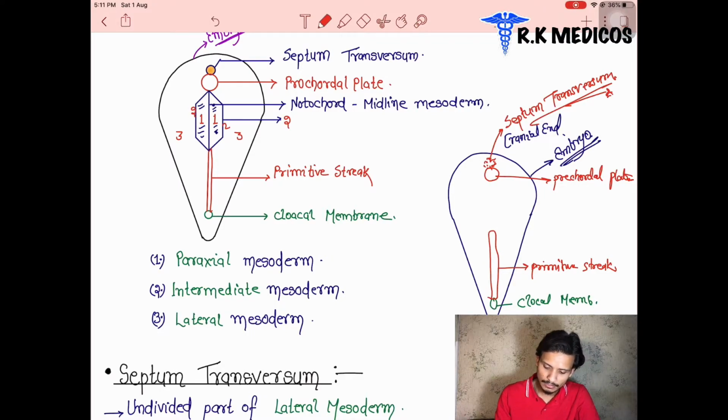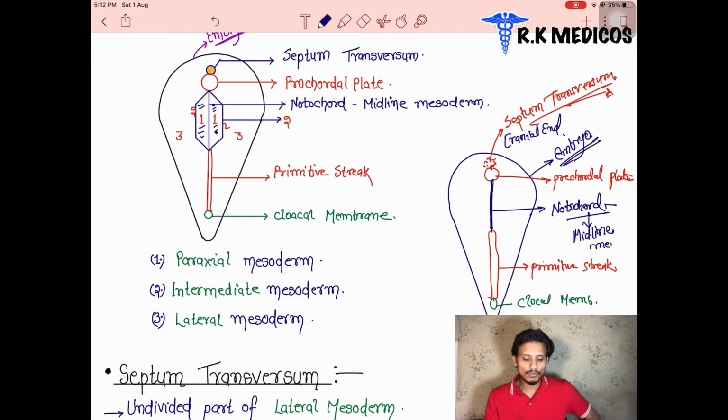What we discussed till now, this notochord is forming in the midline between the primitive streak. This is the notochord here, present in the mesoderm. So it is in the midline of the mesoderm. And just aside of this notochord, there are mesodermal layers present. How they are located, we can see here.